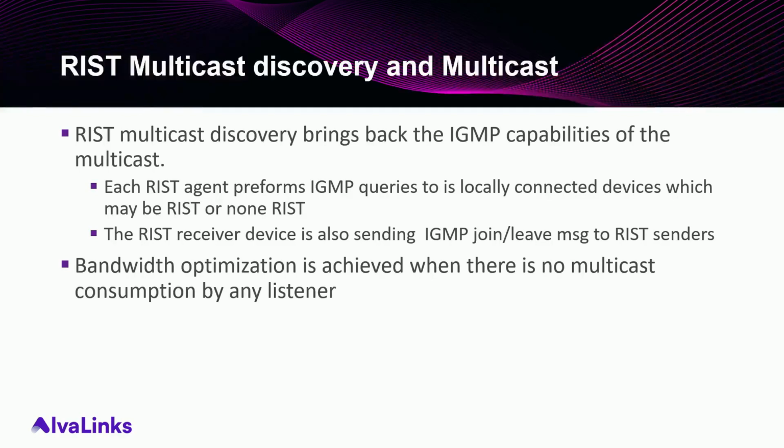So that is the RIST multicast discovery. We bring back the old IGMP capability by basically querying. Each endpoint queries the next one, what multicast he wants to consume or does not want to consume anymore. And if he doesn't, or he doesn't have a layer behind it, we will drop that multicast until the point that they will ask to join again the multicast, and we will send that to them.